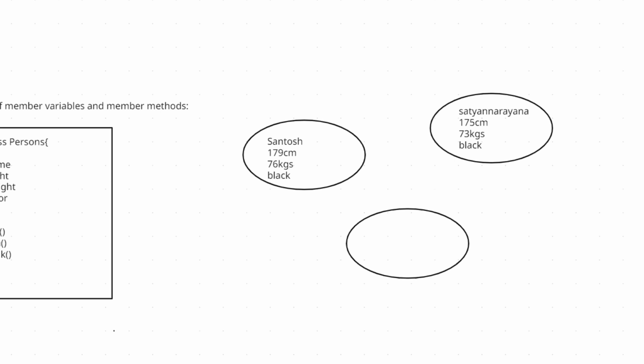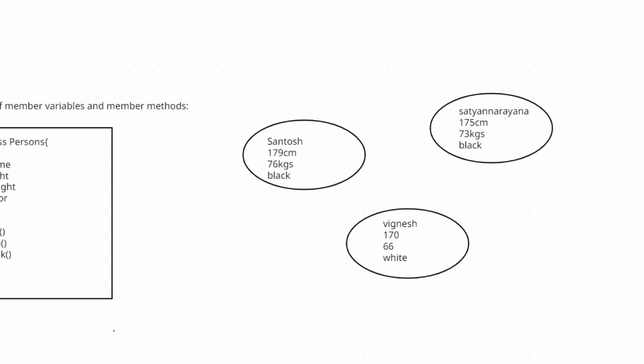Going to another object. So what is this object name? Tell me, guys. Let's suppose Vignesh. Height, maybe he has 170. Weight, maybe 66. Color, he has white. Now here we are creating three different objects. For all three objects, based on which classification are we creating? Persons classification. Persons is the class. Here we created three copies of objects.